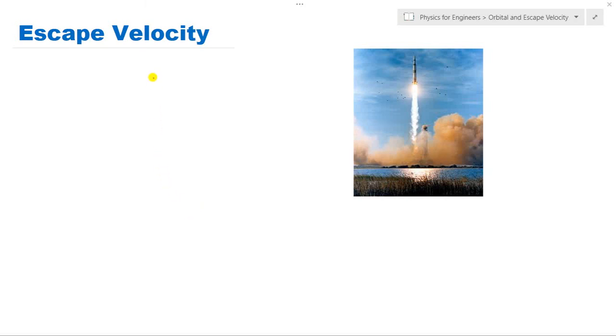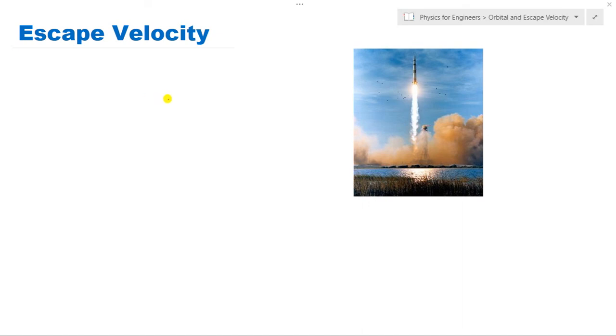Good day, class. In this lesson, we are going to talk about two types of velocities that are used to analyze the motion of our satellites and rockets. So we have the first one, the escape velocity, and the other one is the orbital velocity. So let's start first with the escape velocity.